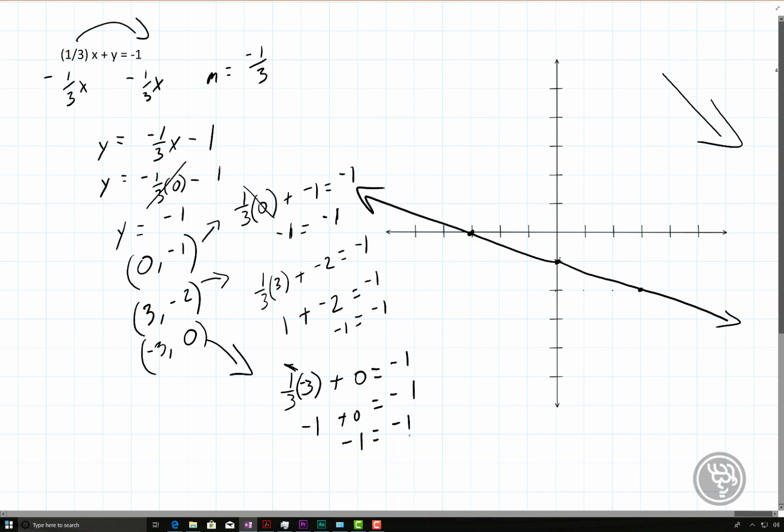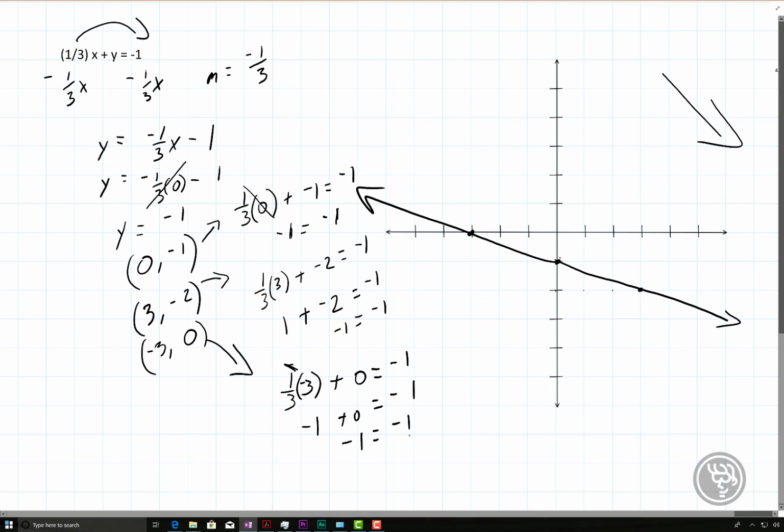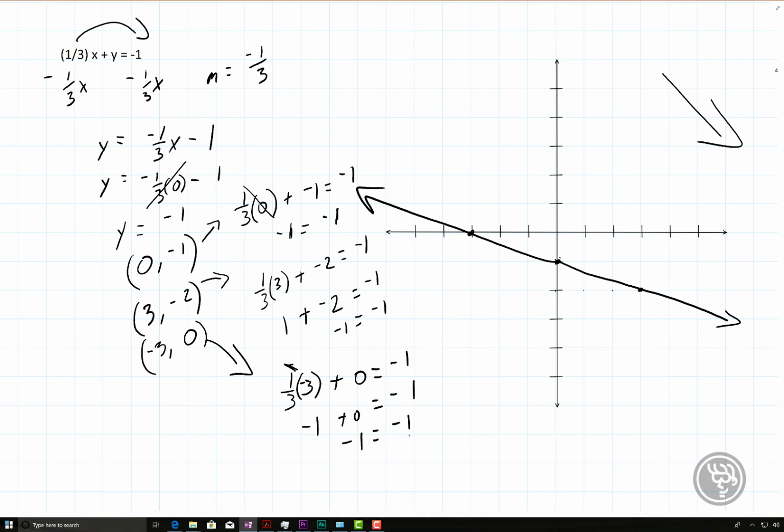This is an example of being given equations and being able to graph them the easiest way possible, I believe. And sometimes what they do is to validate your answer, they'll usually ask you for 3 points to make sure that your answer actually is correct.